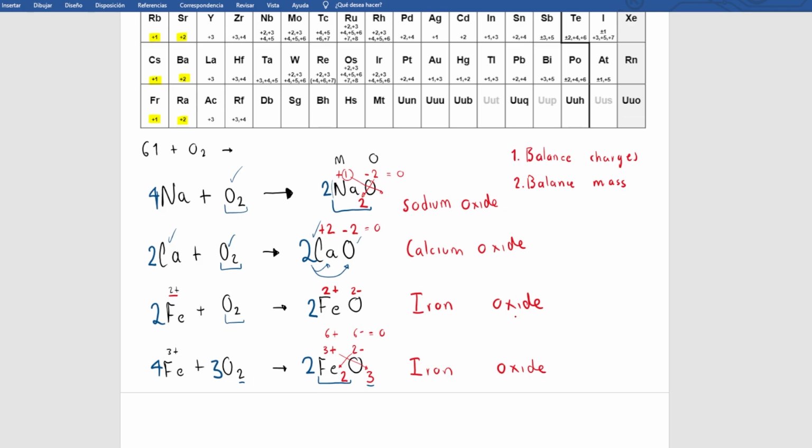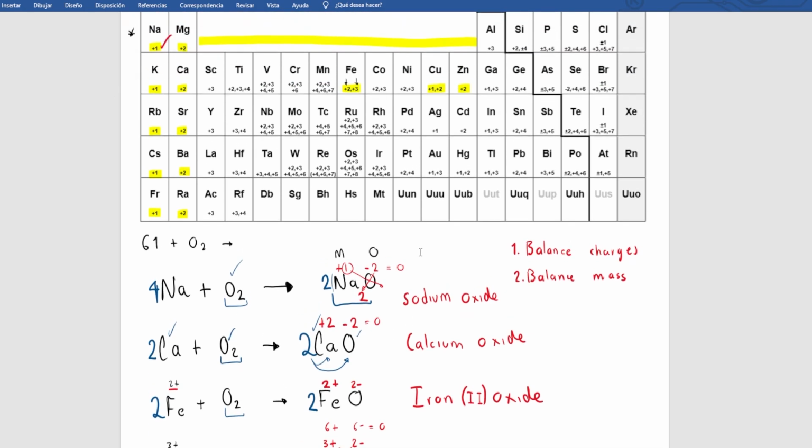But wait, so we have 2 iron oxides. So how can we differentiate the iron oxides, since both of them are different species? The thing here is that we will need to put, in Roman numerals in parentheses, the oxidation state of the cation. In this case, we will have iron(II) oxide, and here we will have iron(III) oxide. Both of them are iron oxides, but they have different oxidation numbers. This is something that happens in the transition metals.